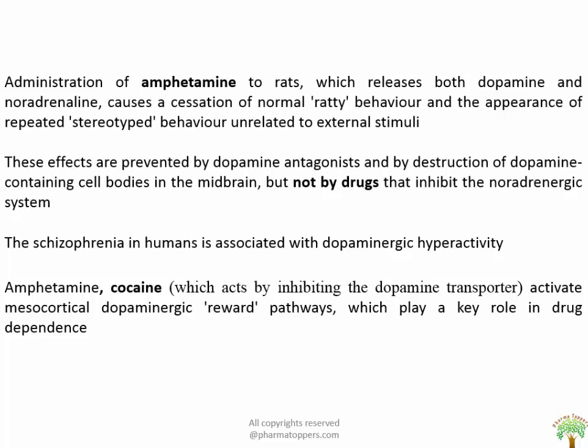So amphetamine and cocaine, which is an inhibitor of the dopamine transporter, activate the mesocortical dopaminergic reward pathway, which plays a key role in drug dependence, the main receptor involved being D1. So it was found that transgenic mice which lack the D1 receptors are generally demotivated, with reduced food intake and insensitivity to amphetamine and cocaine.